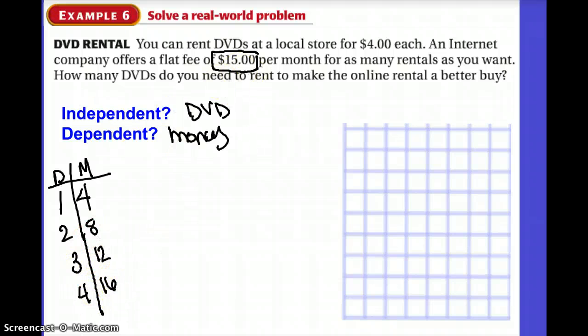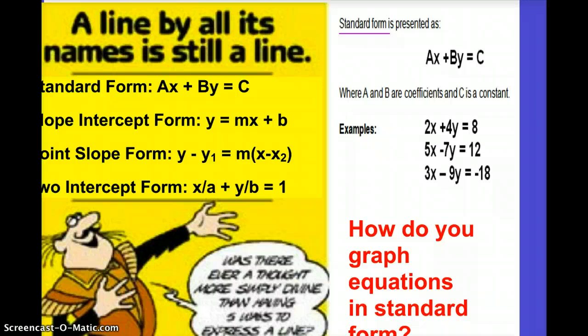That's above our $15. So, in conclusion, we have forms: standard form, slope-intercept, point-slope, and intercept form. We will not focus on this one, but I do want you to be familiar with the 3 types of lines.